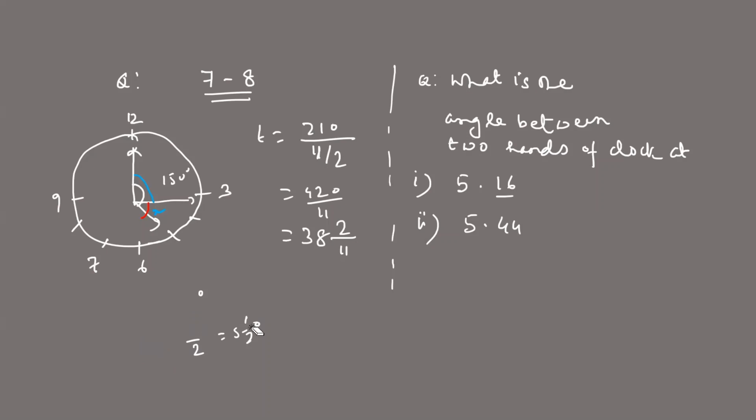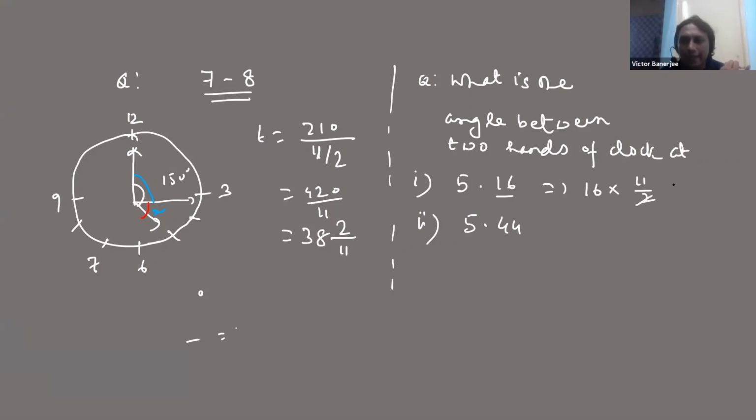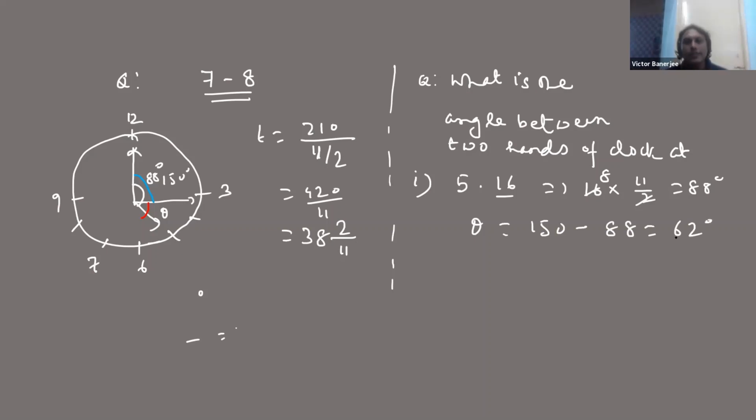So the initial angle is 150. We need to find this angle in blue, that is 16 minutes. We have to find out how much the minute hand will move extra in 16 minutes. So 16 into the relative speed, 11/2, is 88 degrees. So this angle is 88 degrees. What will be the required angle? The whole angle 150 minus 88, so that's 62 degrees. Is it understood, both of you?